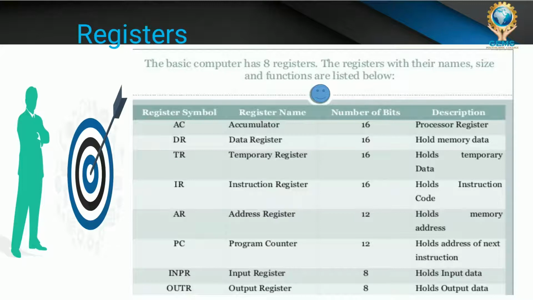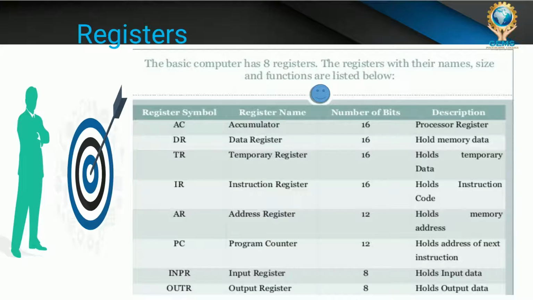They are accumulator, number of bits 16, a processor register. The accumulator would be there in a processor, and the size of this register is 16 bits. DR, data register. DR means data register. The size of this register is 16 bits.